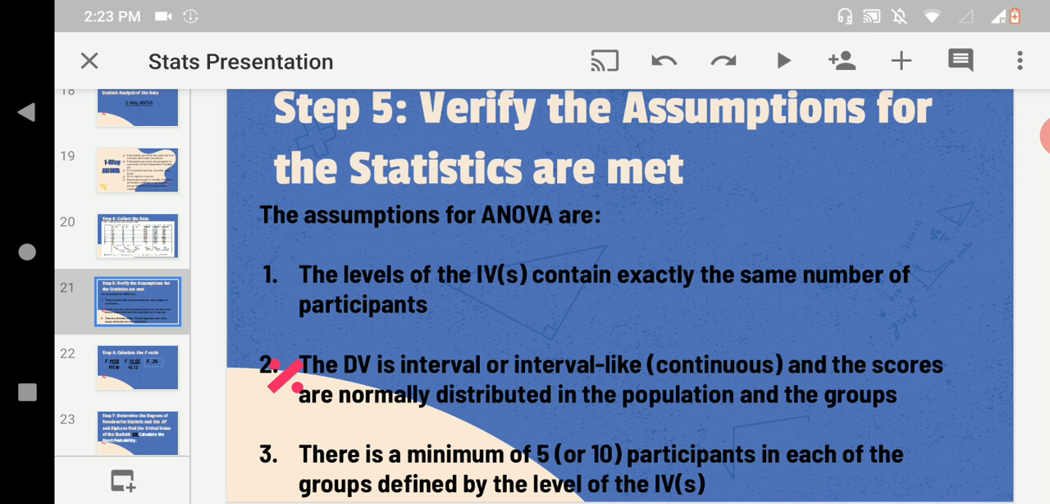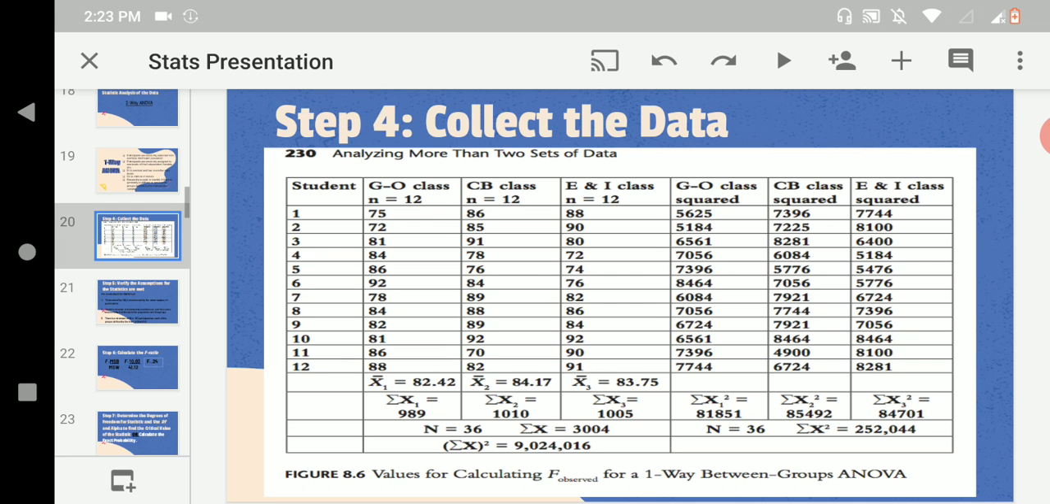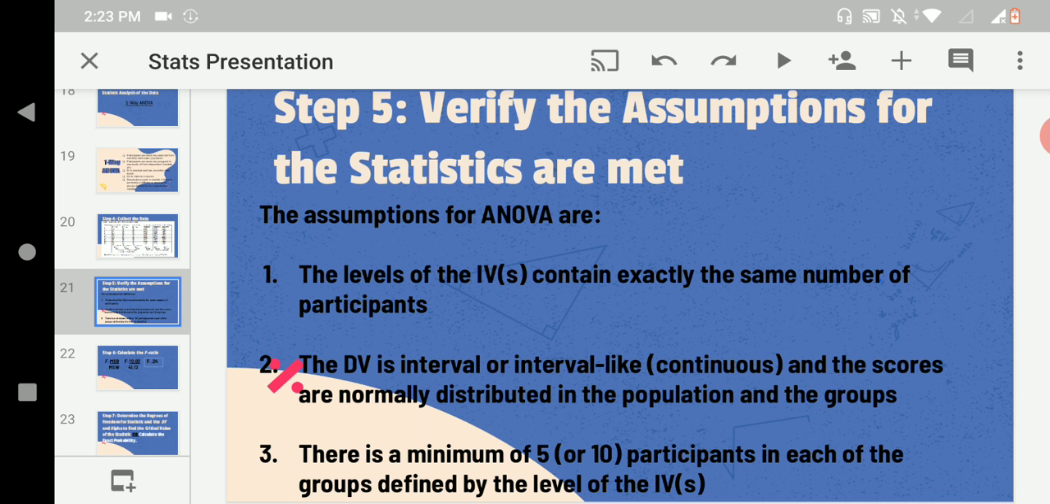So we have to know if the levels of the IV, or the independent variable, contain exactly the same number of participants. Let's recall, do we have the same number of participants for the first group or the first class? Yes, because for the GO class, we have 12. For the CB class, we have 12. And for the ENI class, we also have 12. So let's check.